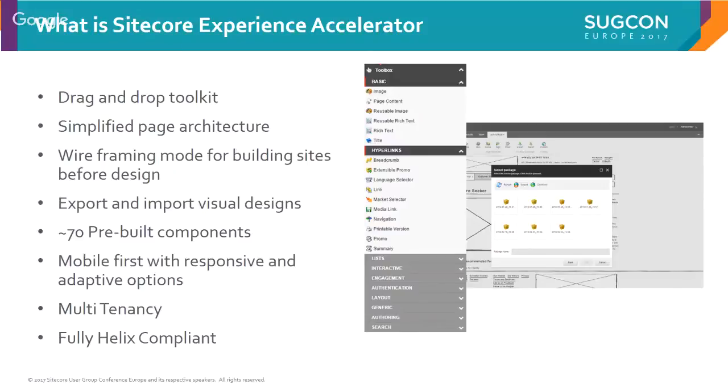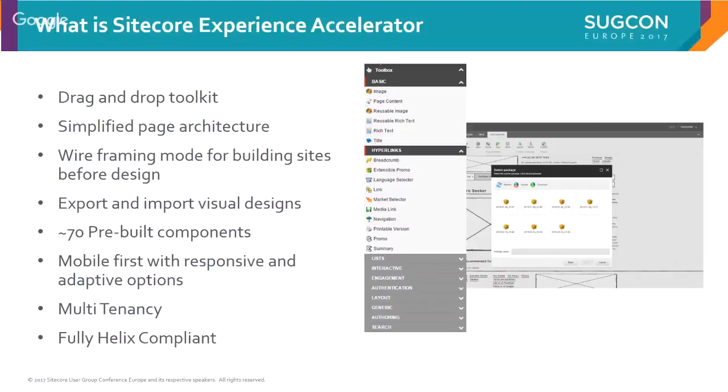SXA is a drag and drop toolkit. It's an accelerator to build Sitecore websites. We have a simplified page architecture. It takes you from the whole wireframing process to the designing to the actual production site. You can export your site as HTML so that front-end developers can do their CSS styling and all their HTML modifications, and import it back into Sitecore.